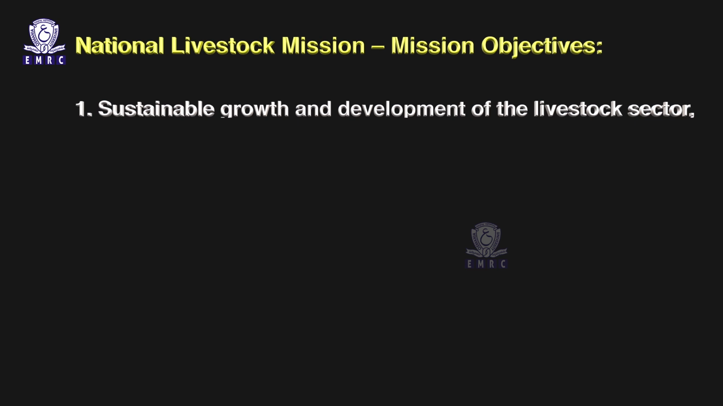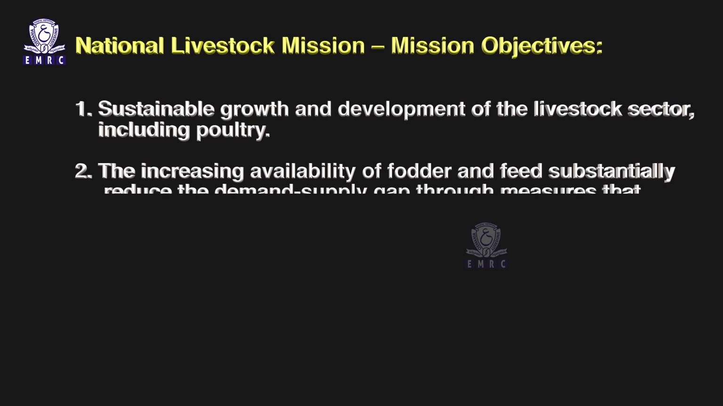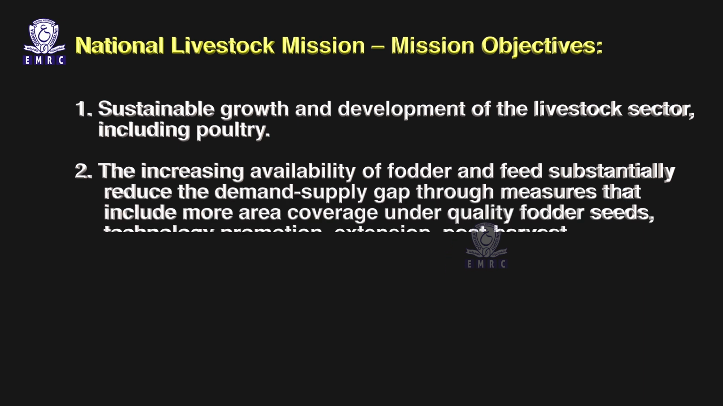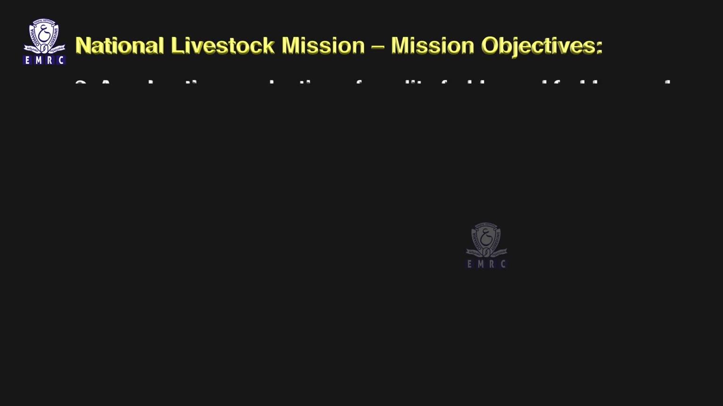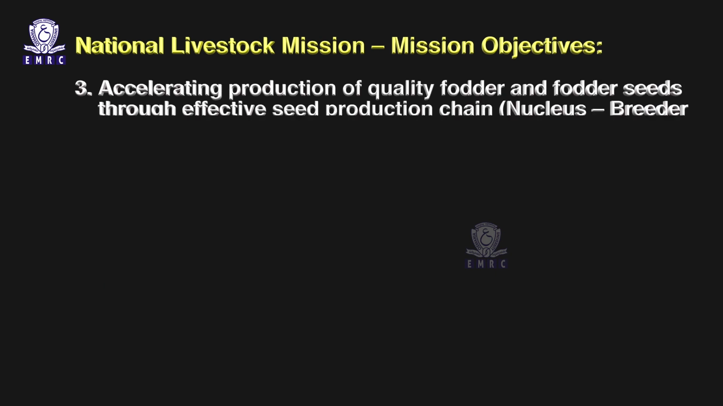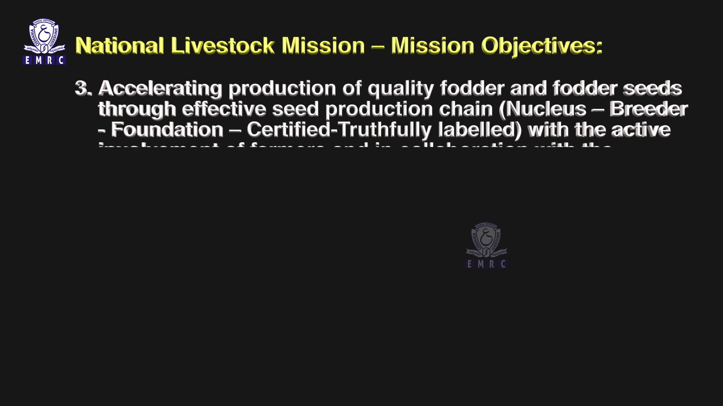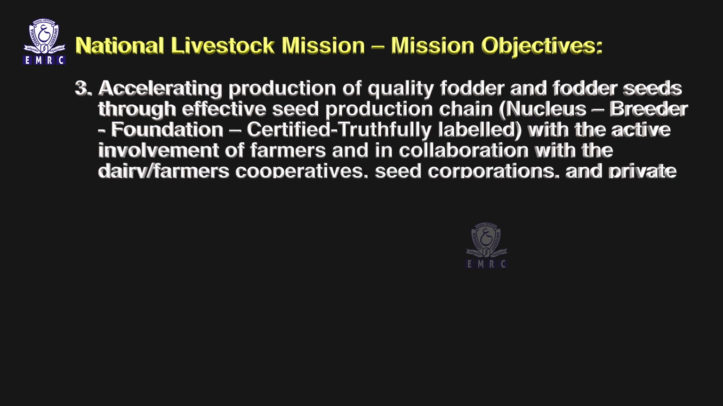Sustainable growth and development of the livestock sector, including poultry. Increasing availability of fodder and feed sustainably to reduce the demand-supply gap through measures that include more area coverage under quality fodder seeds, technology promotion, extension, post-harvest management and processing in consonance with diverse agroclimatic conditions. Accelerating production of quality fodder and fodder seeds through an effective seed production chain, that is nucleus, breeder, foundation, certified, truthfully labeled, etc., with the active involvement of farmers and collaboration with dairy farmers' cooperatives, seed corporations and private sector enterprises.